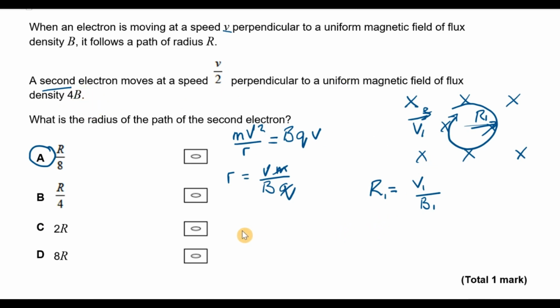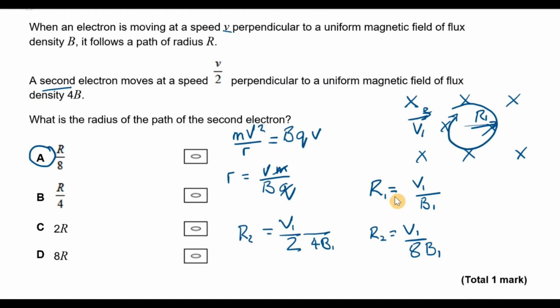So we can say that the radius of electron 2 is going to be v1 over 2 divided by 4B, or r2 is equal to v1 over 8B1. Sorry, should have put a 1 there.